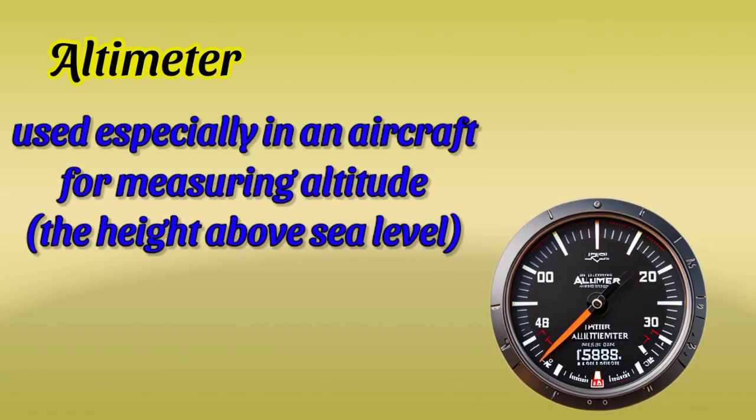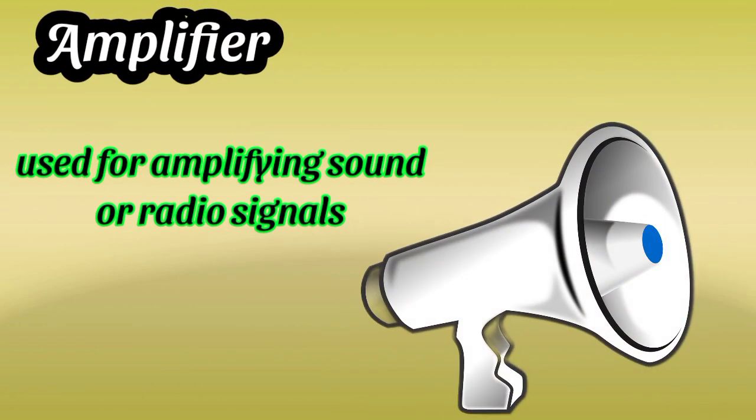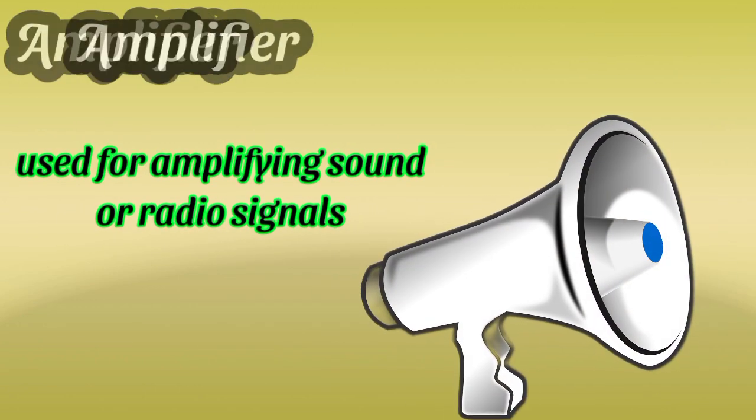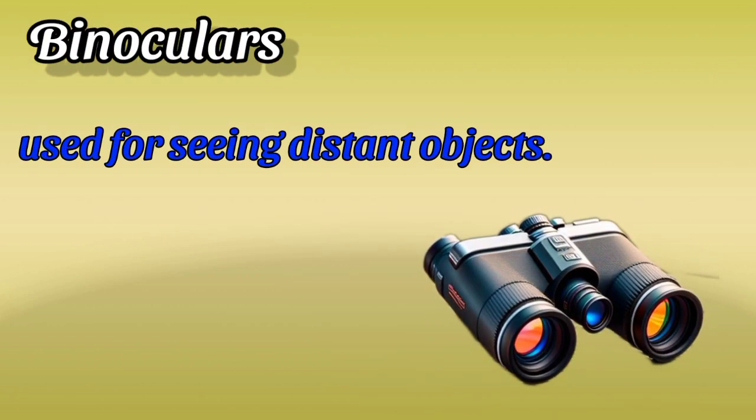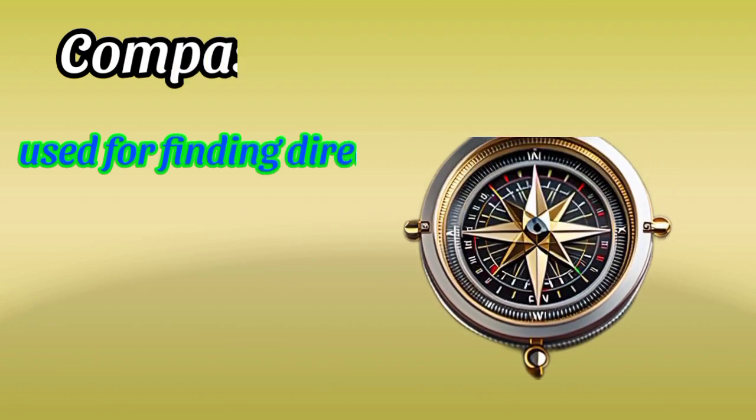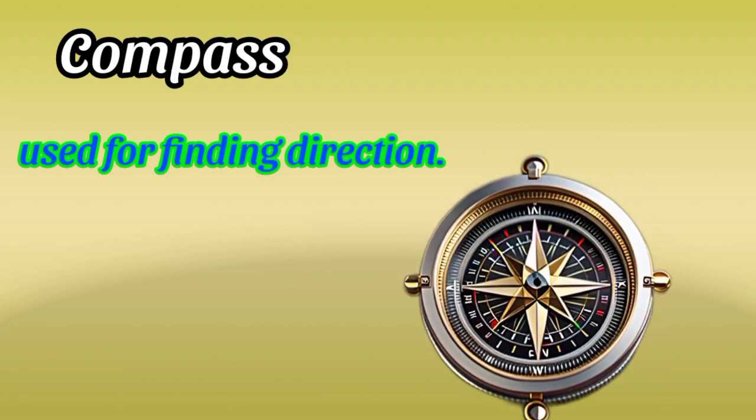Altimeter: used especially in an aircraft for measuring altitude. Amplifier: used for amplifying sound or radio signal. Binoculars: used for seeing distant objects. Compass: used for finding direction.